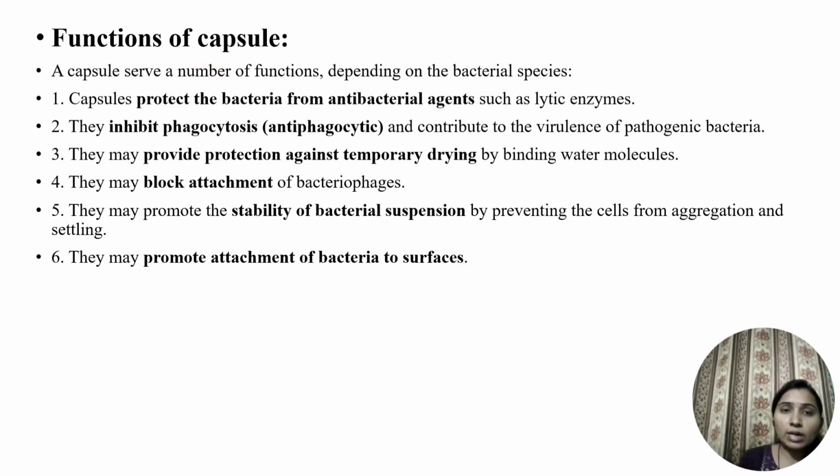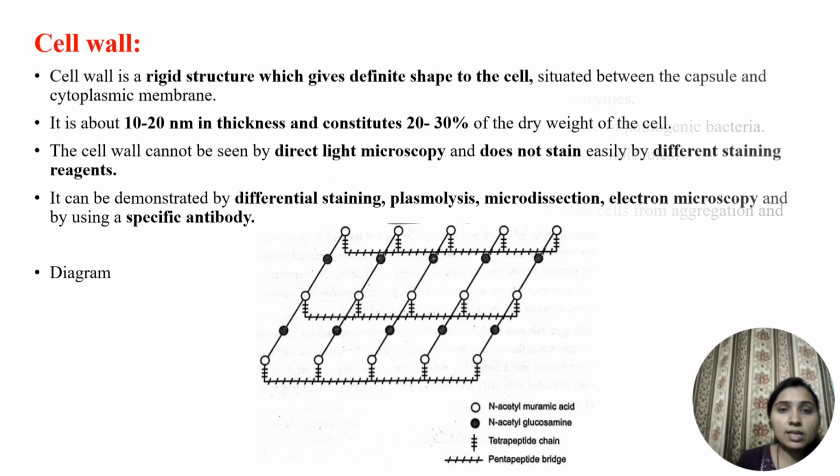Now, next, the fourth part, we will see the cell wall. So what is the cell wall? The cell wall is the most important. It gives the definite shape to the cell and is situated between the capsule and the cytoplasmic membrane. That is called the cell wall.